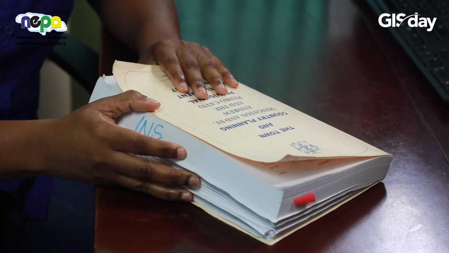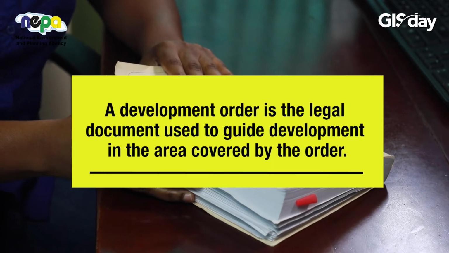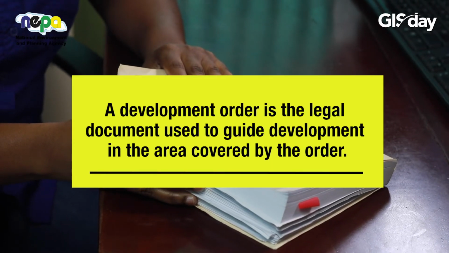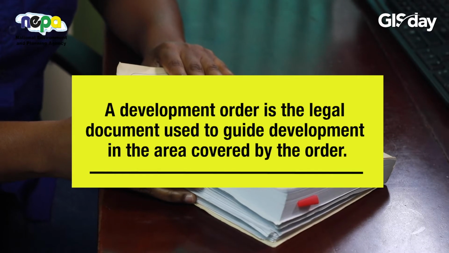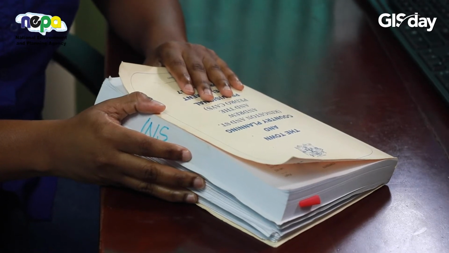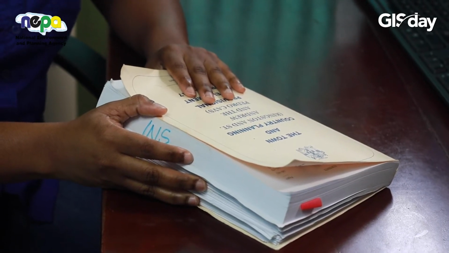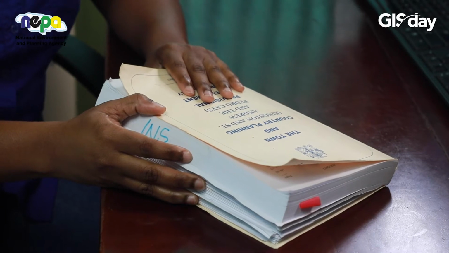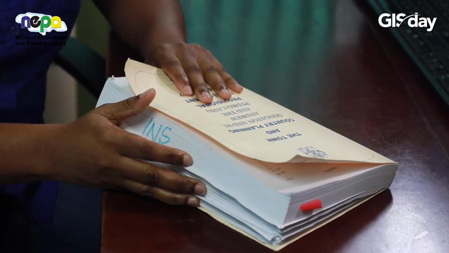Once we go out into the field and collect our land use data, it is used to create our land use proposal maps, which is found in the development order. The development order is a legal document that is used to guide development within specific areas or specific parishes within Jamaica. Once you open the development order and go to the end of the document, you will see your land use proposal maps.